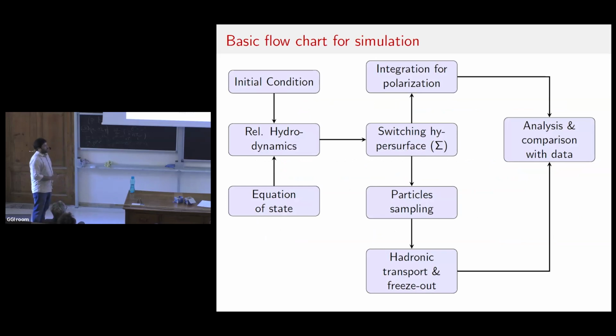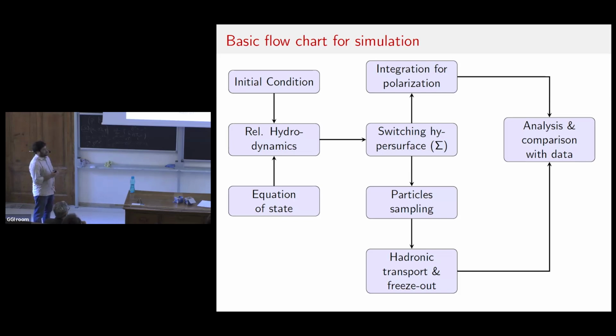The details of a typical hydrodynamic simulation are summarized in this flow chart. The simulation begins with an initial condition, preferably with some non-zero initial orbital angular momentum. Then the initial condition is evolved using equations of relativistic hydrodynamics, which are a set of coupled partial differential equations that have to be closed with the help of an equation of state. This evolution is performed until a predefined stopping criterion, given in terms of some energy density. At the end of this evolution, we have a hypersurface, usually known in the literature as the switching hypersurface, which I will denote with sigma.